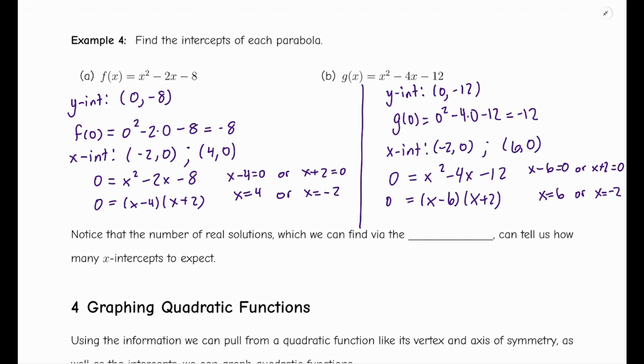Notice that the number of real solutions, which we can find via the discriminant, sorry, misspelled it there, discriminant, can tell us how many x-intercepts to expect.